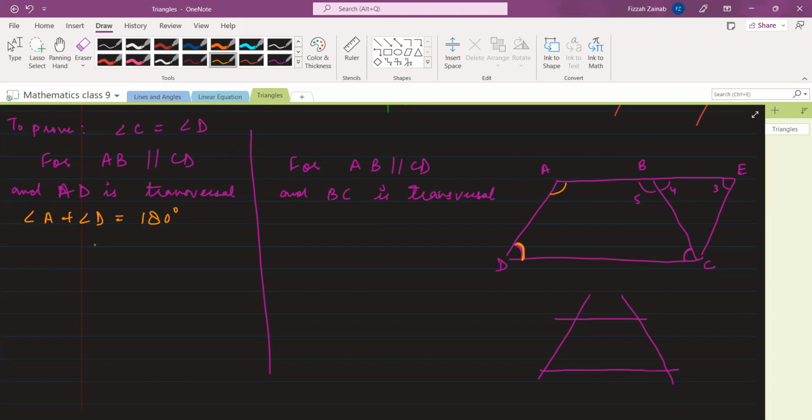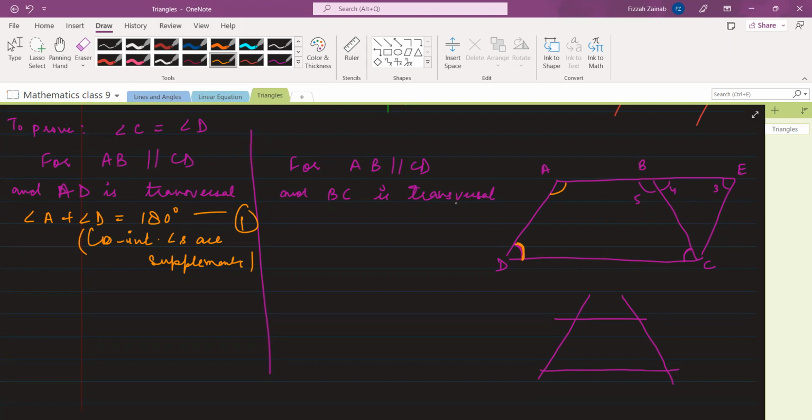Supplementary. Yes, you will write co-interior angles are supplementary. Okay, so that's the reason, right? I'm just calling it equation number 1. Now again here if I use the same thing, BC is transversal.